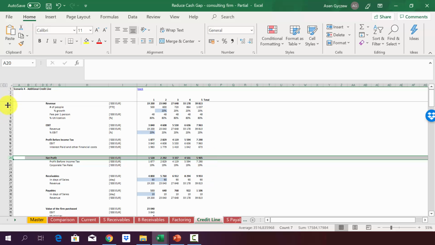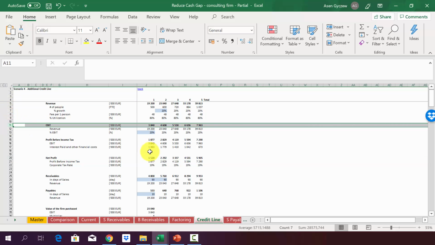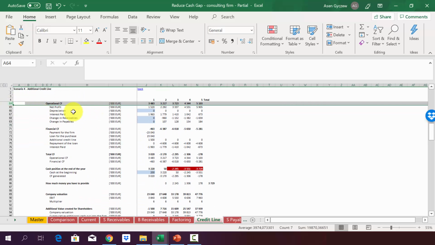Obviously, the revenue will stay the same and EBIT will stay the same. So the valuation expressed as a multiple of EBIT will not change either. Let's have a look at the cash flows and compare them with the current situation. In row 64, we have the operational cash flow.